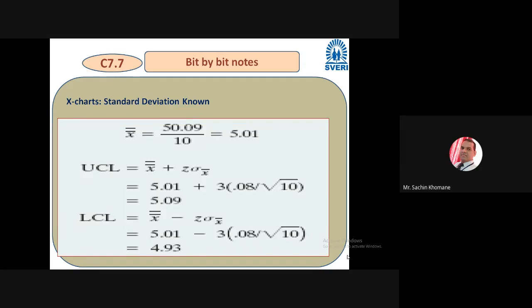If it is not known, then in the next example we are going to see how to calculate it. Don't worry, just try to understand this. Only two calculations we have to do. Divided by root 10, as 10 readings were there. So now what will be the UCL? Just calculate. Just cross verify, the answers are there already.